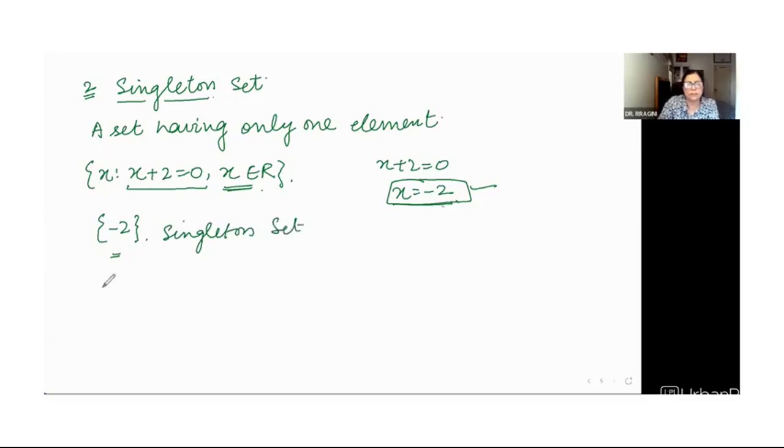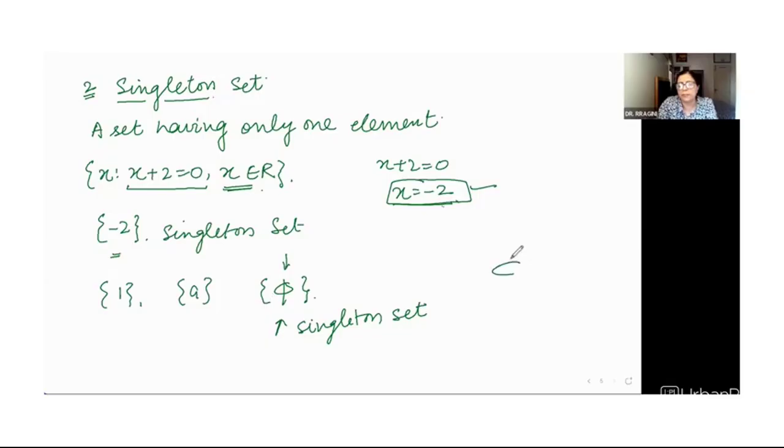Or you can write a few other examples also. If it is 5 or only A, I can write it like this: 5 written inside curly brackets. This is a singleton set. So never make the mistake of calling this a null set. Here 5 is being treated as the element of the set, right? If we want to write a void set, it is not this. Singleton set has only one element.